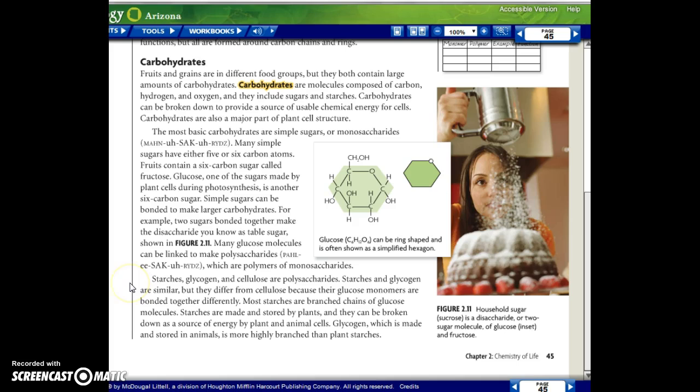Starches, glycogen, and cellulose are polysaccharides. Once again, poly meaning many, saccharides meaning sugars. Starches and glycogen are similar, but they differ from cellulose because their glucose monomers are bonded together differently. Most starches are branched chains of glucose molecules. Starches are made and stored by plants, and they can be broken down as an energy source by plant and animal cells. Glycogen, which is made and stored in animals, is more highly branched than starches.